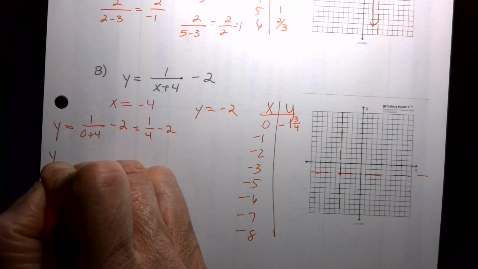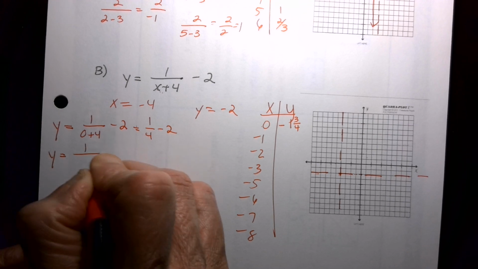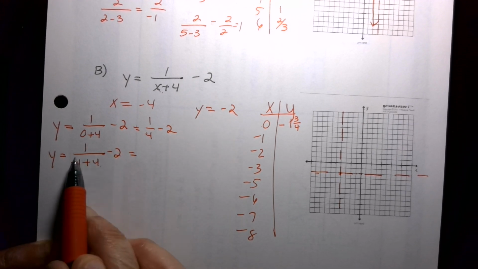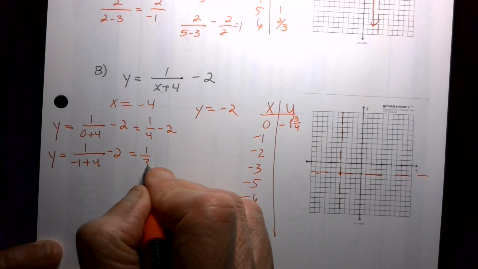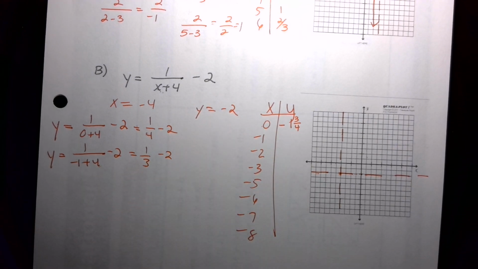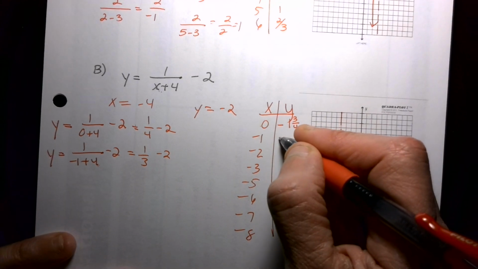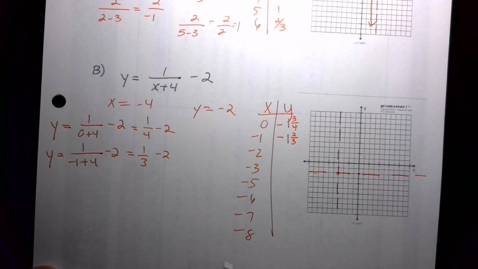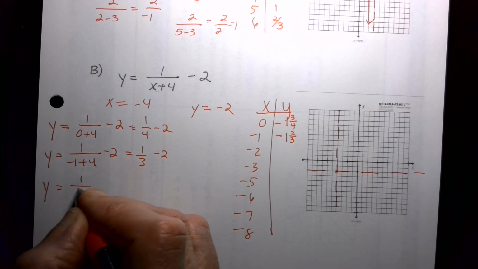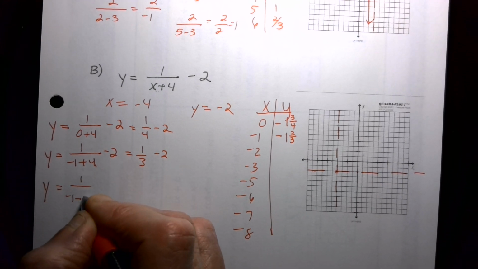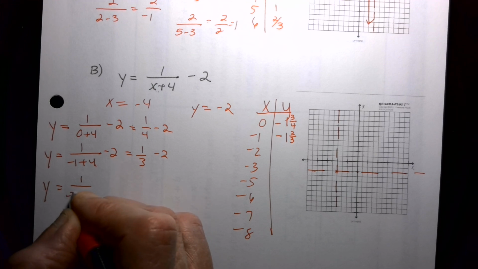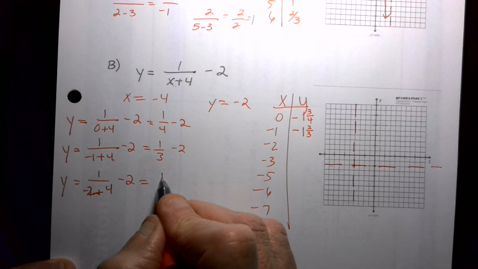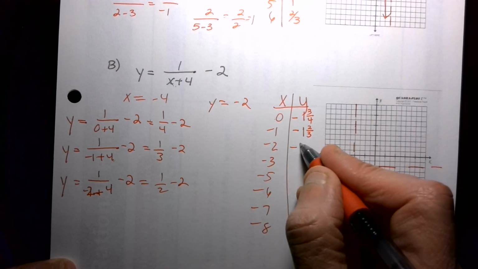Y equals 1 over negative 1 plus 4, minus 2. So that's a positive 3. So I have a third minus 2. So now I'm thinking, okay, that would be a negative 1 2/3. Not much of a difference there, is there? Next one, 1 over negative 2 plus 4. Let's get that right. So that'd be a half minus 2, negative 1.5.